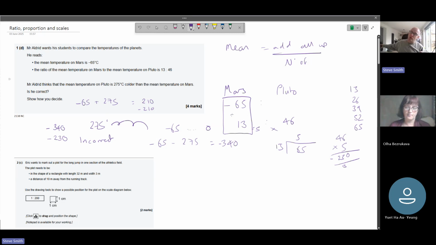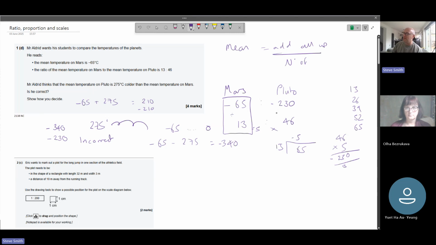It's even further, you know, it's even colder than minus 65. So that's why that first part is important to understand that it's actually minus 340. And then we've done the sums. Actually, it's minus 230 on Pluto, not my type of planet. So we've done the ratio here, 45 times minus 46 times minus 5 is minus 230.